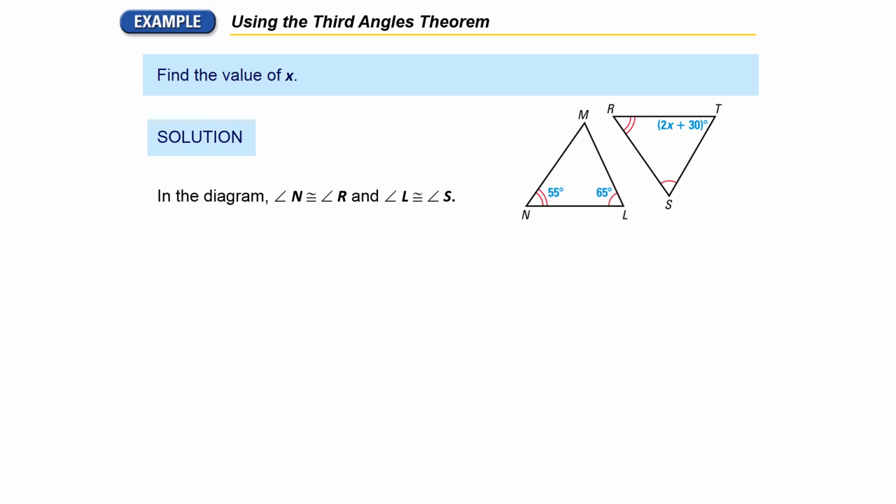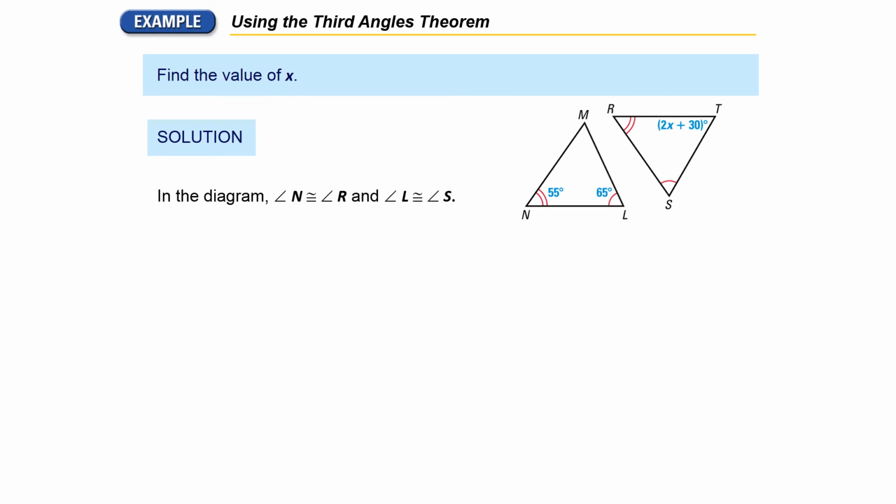Okay, so now we're going to find the angle. We're going to find x. Now notice the markings in the picture. The double marking, N goes with R, so they're congruent. L has a single marking, it goes with S, so they're congruent. Well, that doesn't help us solve this because we can't set an equal. But according to the third angle theorem, if N is congruent to R, L is congruent to S, then M is automatically congruent to T.